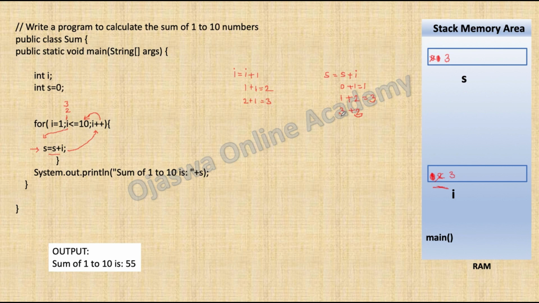Value of s is 3. Value of i is 3, which is equal to 6. Now the updated value of s is 6. So 3 will be replaced with 6. The latest value of s is 6.